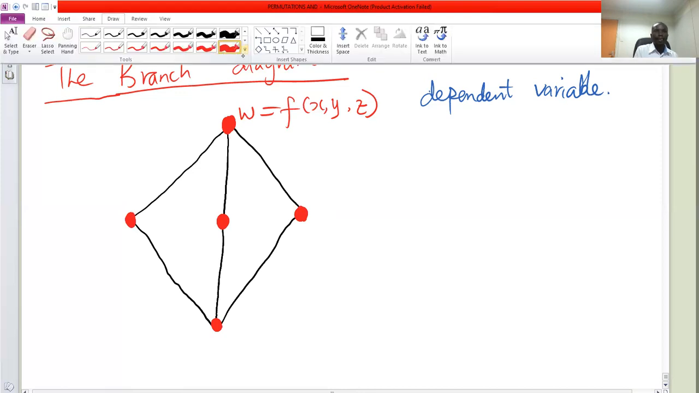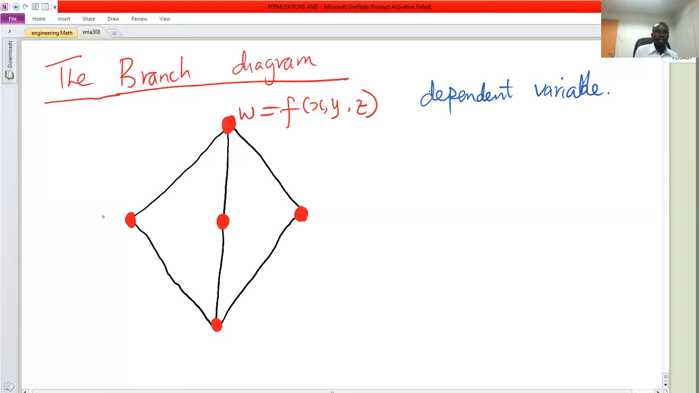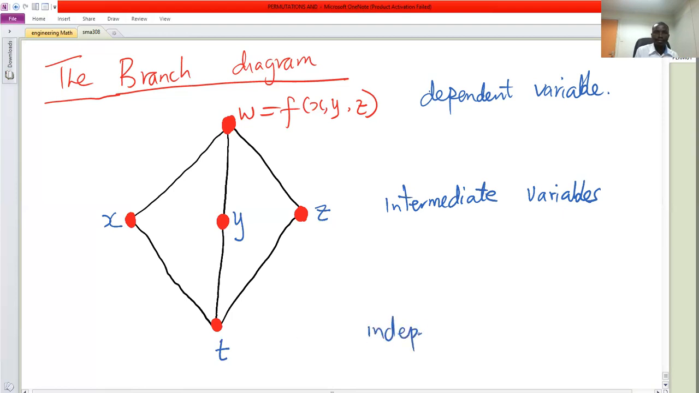So here is your x, here is your y, here is your z, here is your t. So these are intermediate variables. The intermediate variables in this case are x, y, and z, and then the independent variable. Now, this is how we flow in this diagram.